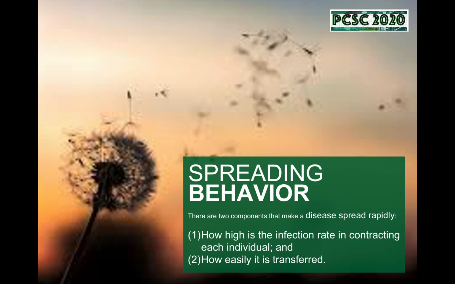So, what is the spreading behavior of diseases? It's only when you know the behavior that you can look for a strategy to avoid the epidemic spreading, or to eliminate it. There are two main components, in my opinion, that make a disease spread rapidly: how high the infection rate is in contracting each individual, and how easily it is transferred.